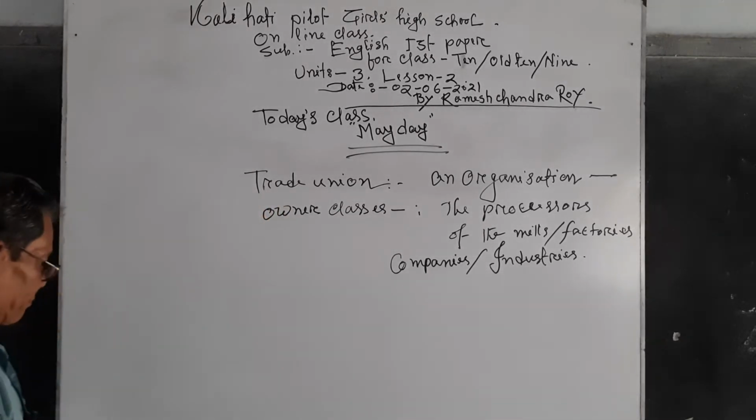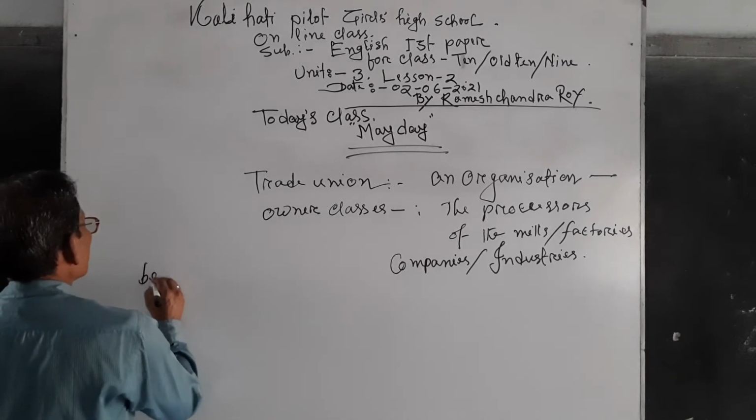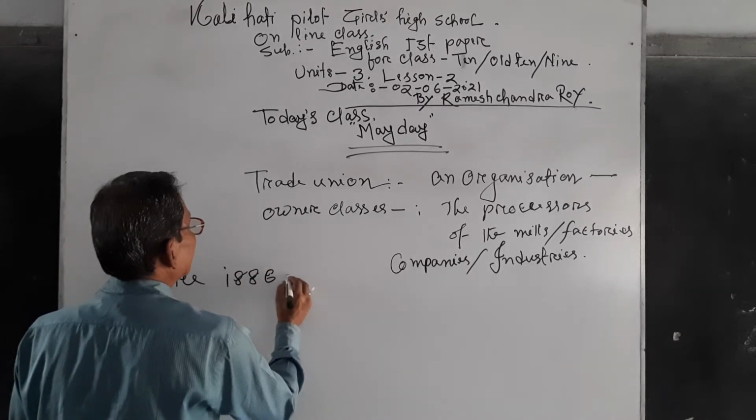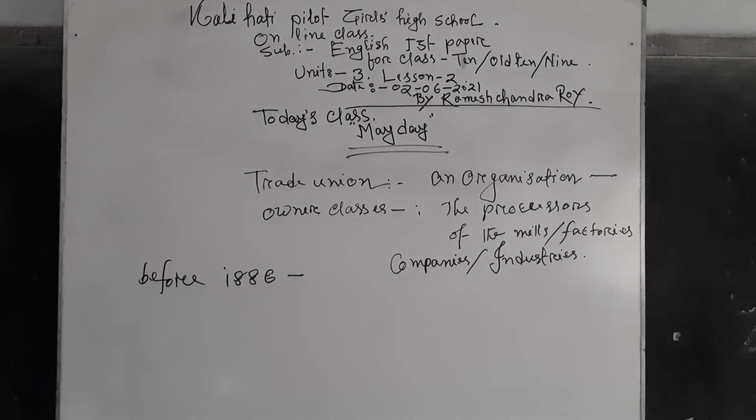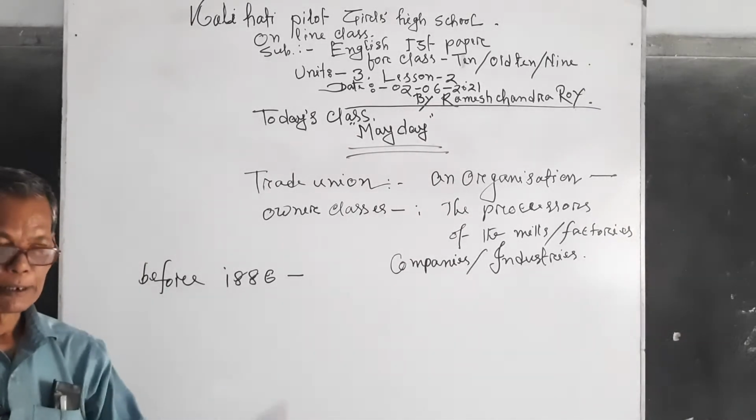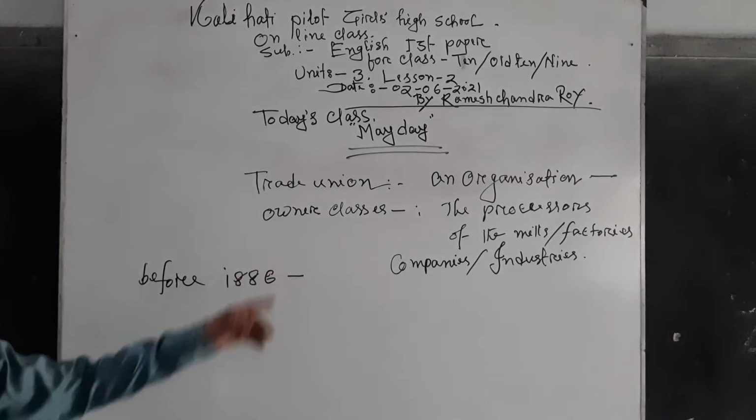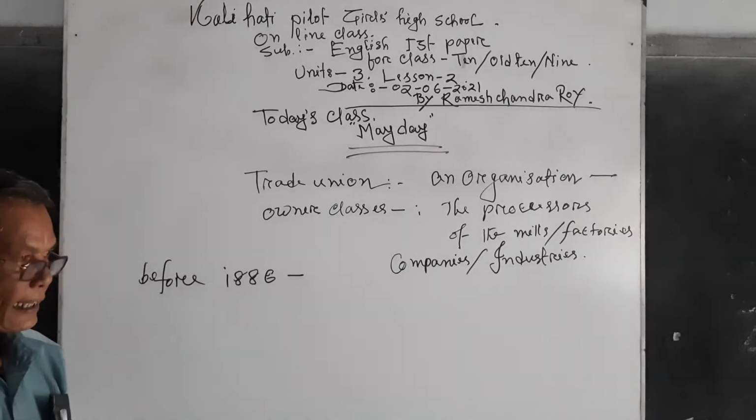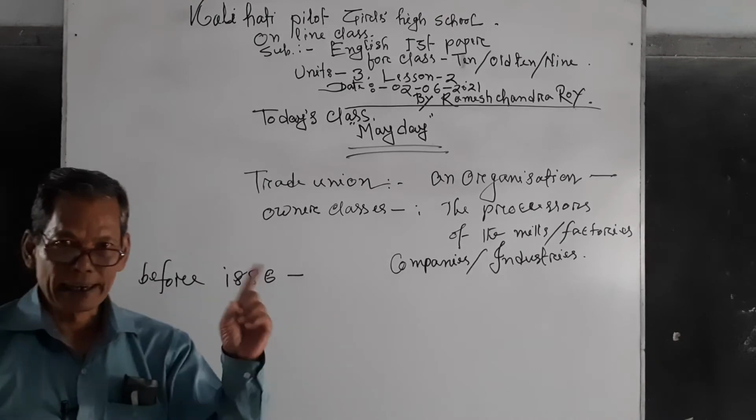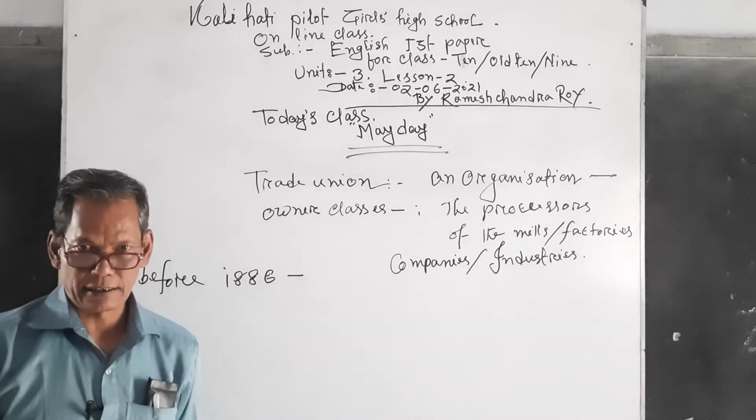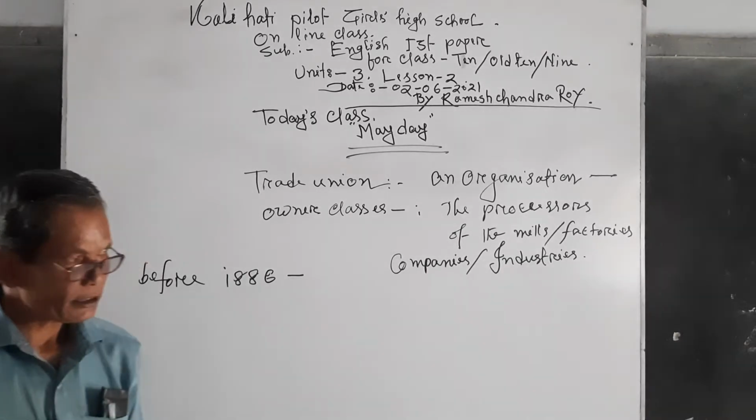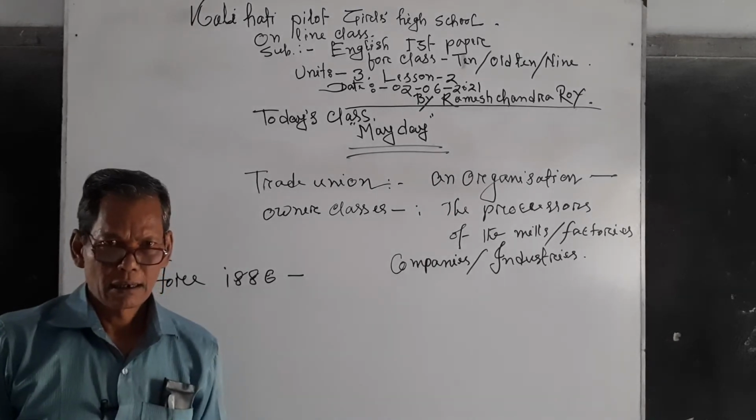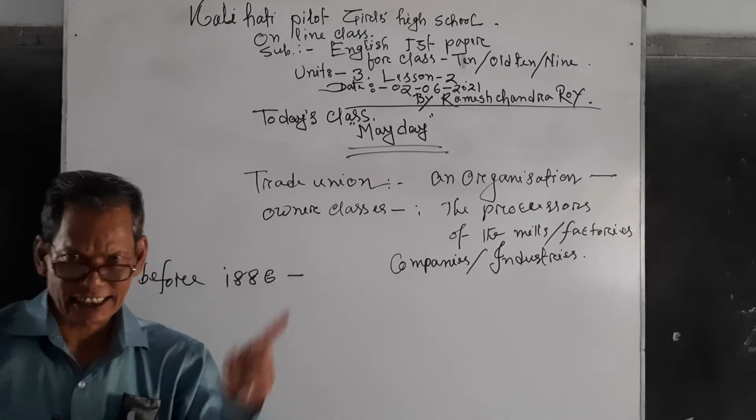But before 1886, a conflict started between the labor classes and the owner classes. The labor classes made their three-point demands because before that they had to pass their days in inhuman life and injustice.